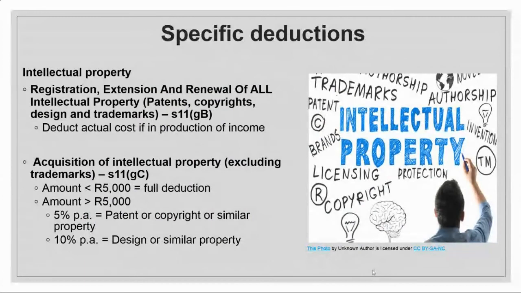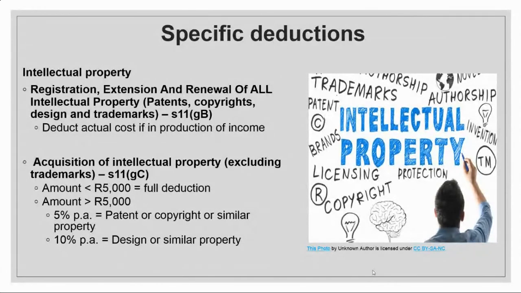Then other deductions relating to intellectual property. Here you have to look at what type of patent, copyright, design, or trademark it is. If I'm registering, extending, or renewing any type of intellectual property, I deduct the actual cost for that year. If I am acquiring, so I am purchasing intellectual property, and this relates to everything except trademarks, I need to look at what the amount is.